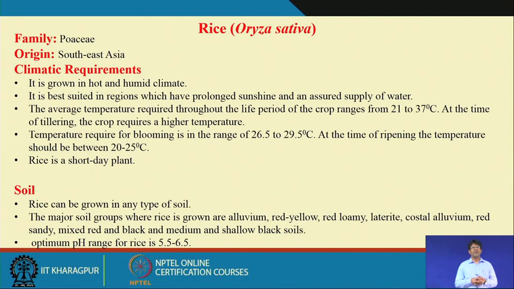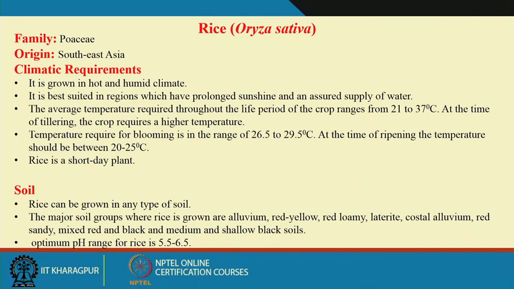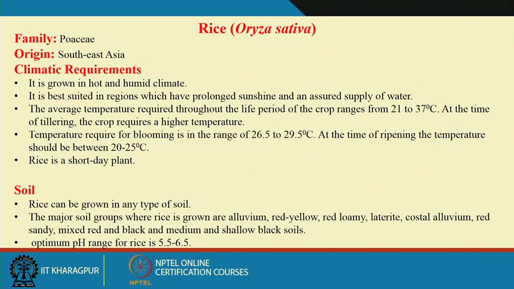The temperature required for the flowering stage remains less than 30 degrees Celsius, around 26.5 to 29.5 degrees Celsius, but at the time of ripening, or say grain filling period, it should be between 20 and 25 degrees Celsius. Rice is a short day plant, usually grown during the monsoon season, that is the kharif season, when the day length is on a decreasing trend and the flowering behavior starts in rice. So, we see it as a short day plant.